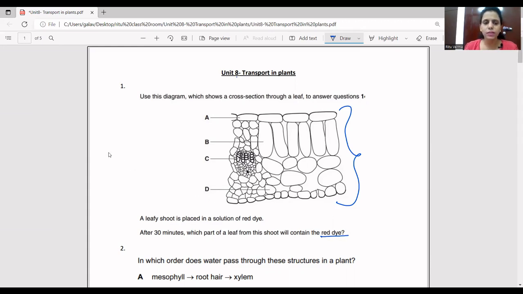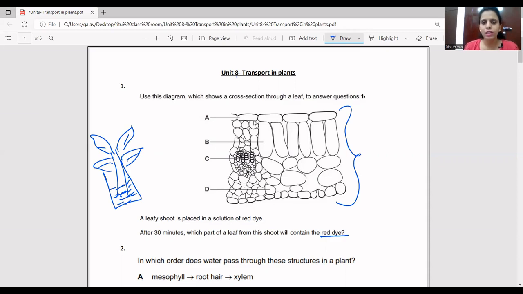Okay, that means there was a leafy shoot. Maybe we have just plucked a small part of stem from any herbaceous plant or from a shrub. Then we have placed this particular shoot in a solution which is red in color. This shoot was also having leaf, and after a few minutes we have taken the transverse section of this leaf, and then out of these 4, A, B, C and D, which part of this leaf will be red in color? Because this leafy shoot was placed in red dye.